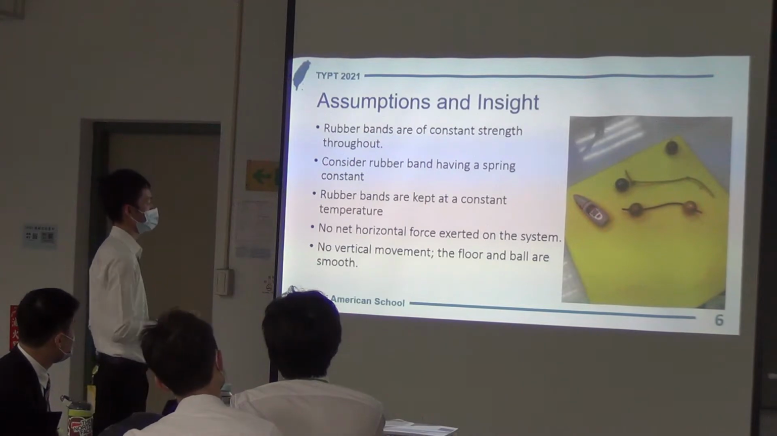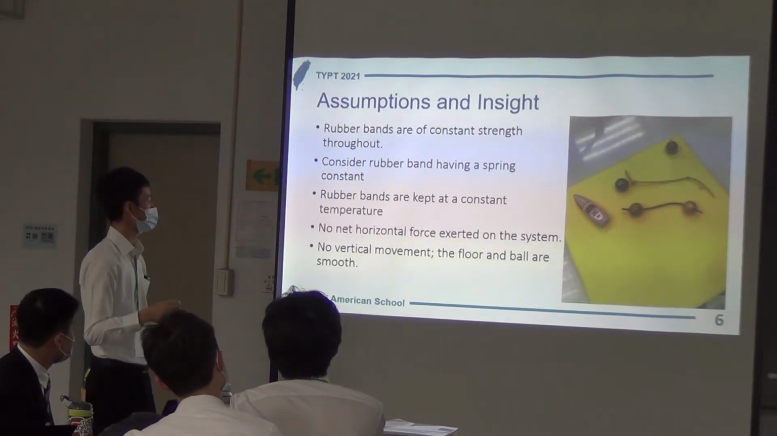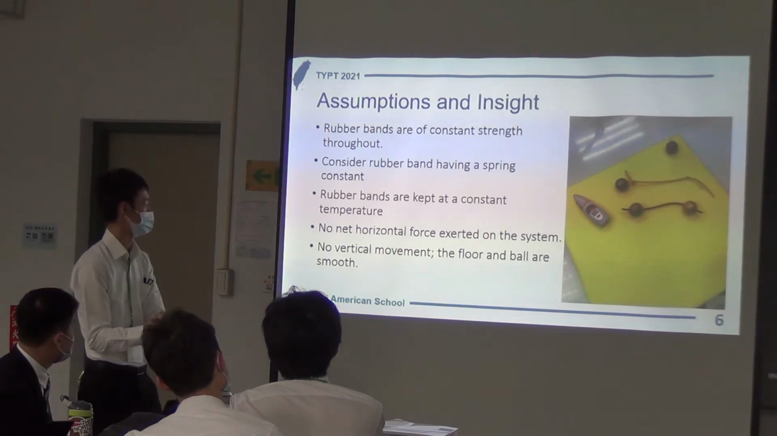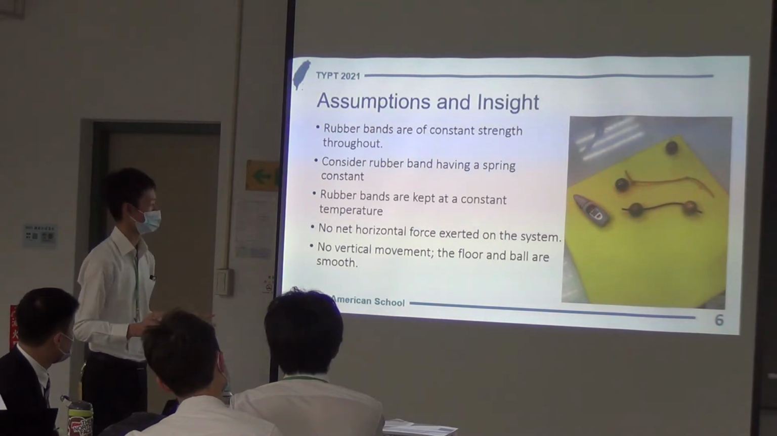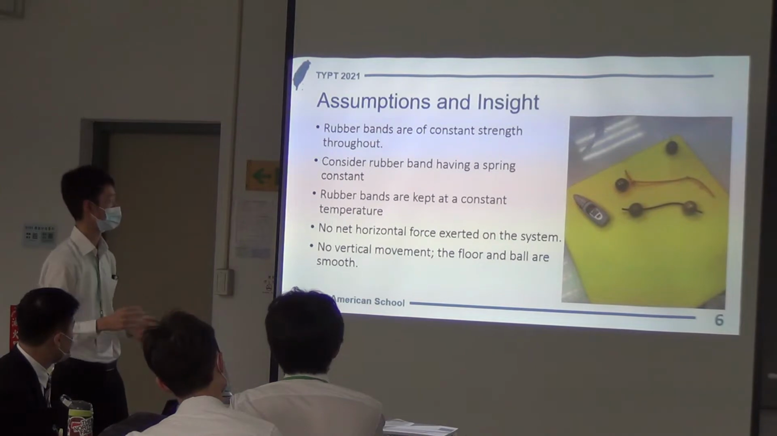And we'll also assume that there is no net horizontal force exerted on the system, which means the center of mass of the system does not move in any direction. We also assume that there is no vertical movement because the floor and the wall are smooth.